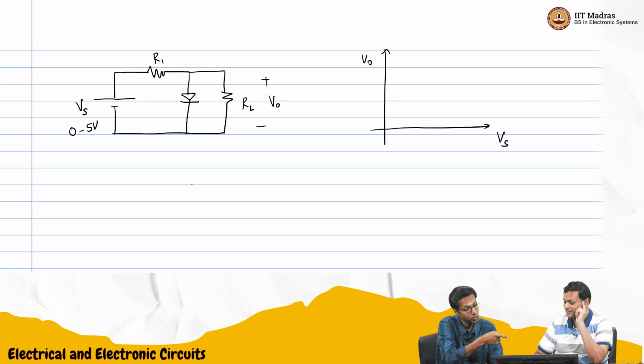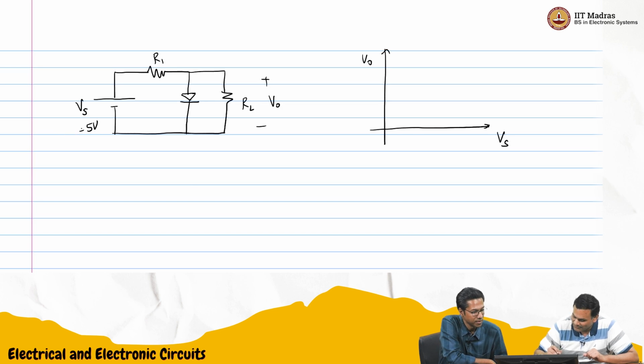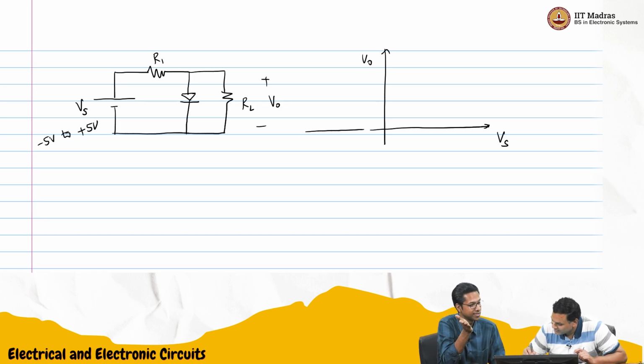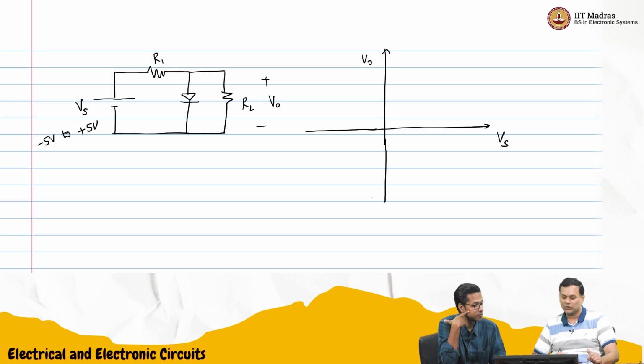So for this one, do you want to sweep from -5 to +5? Good idea. You'll sweep from -5 to +5. We'll do the positive side first. I'll just create some more space to draw.